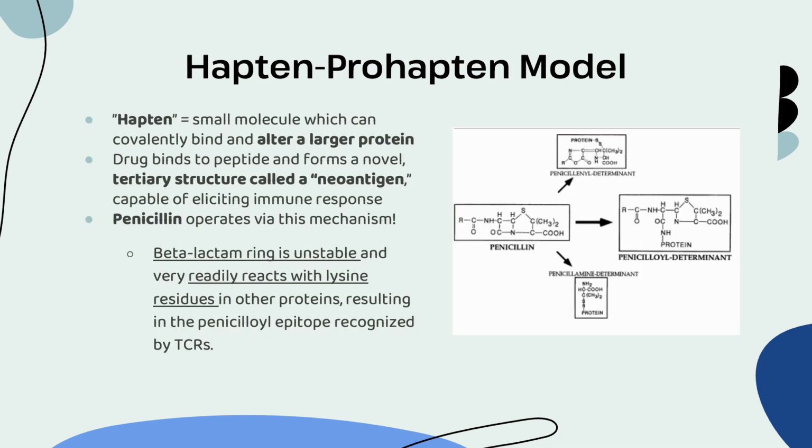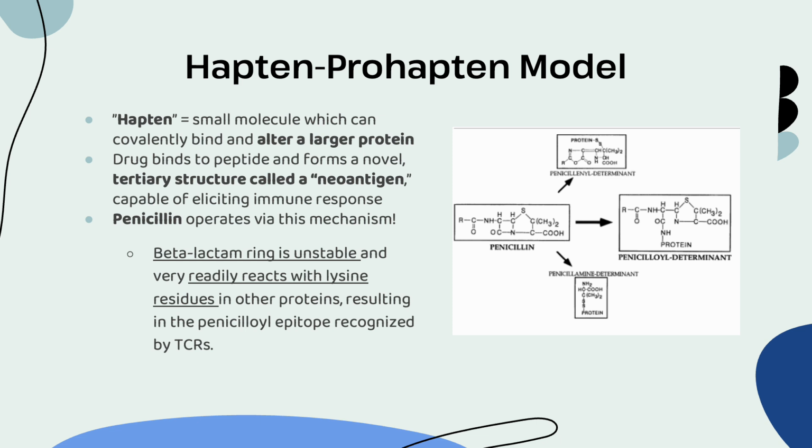The first model is called the hapten-prohapten model, and you might not know what the word hapten means, but we can define it as a small molecule which can covalently bind and alter a larger protein. This model is most commonly associated with penicillin. This is a really important one to know because penicillin allergy is such a prevalent allergy. I'll go over a little bit how it works.